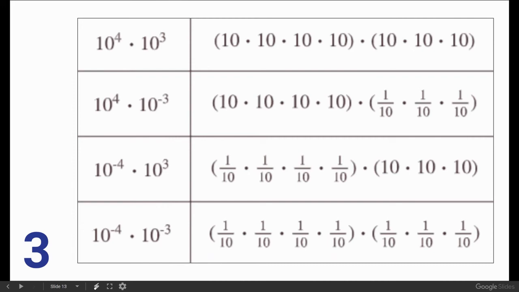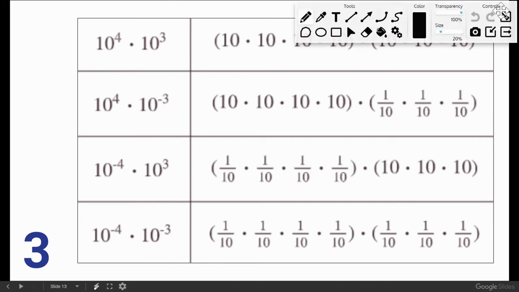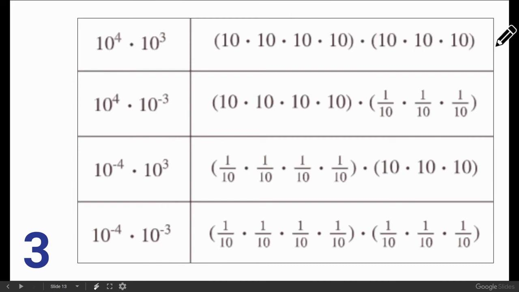Last set of problems here, let's go ahead and use our rule for multiplying powers. So we have 10 to the power of 4 times 10 to the power of 3. Remember, when we are multiplying powers here, we can add the two exponents. So 4 plus 3 is 7, so that tells us that our final exponent here is going to be 10 to the power of 7. You can also see it in expanded form.